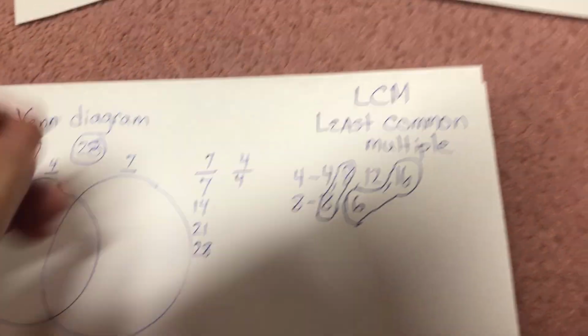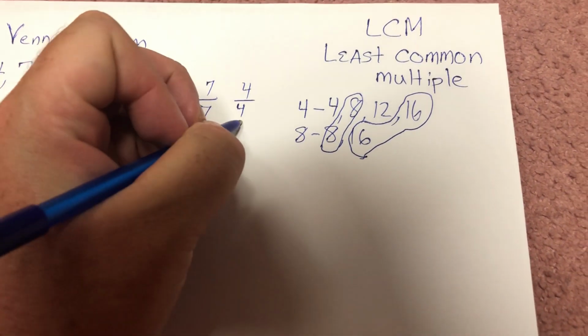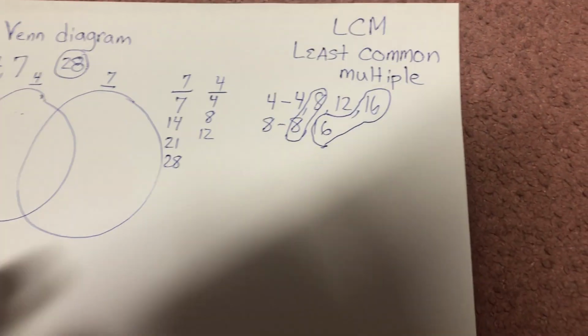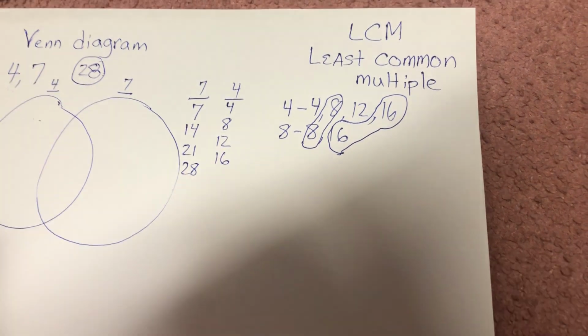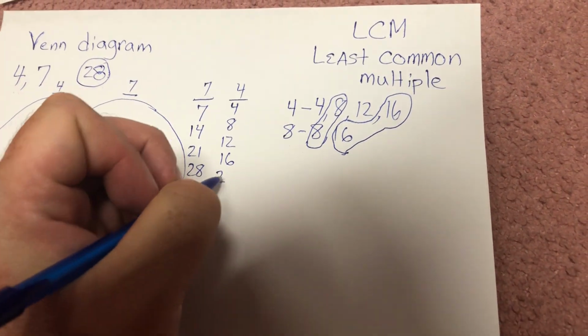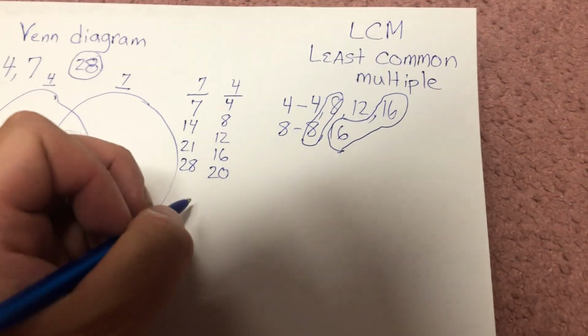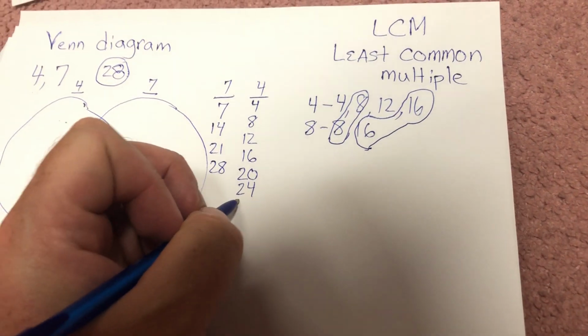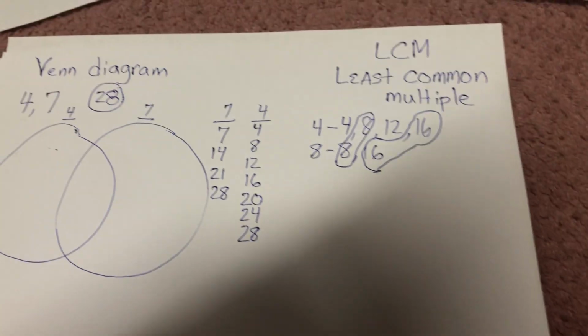4 times 1 is 4. 4 times 2 is 8. 4 times 3 is 12. 4 times 4 is 16. 4 times 5 is 20. 4 times 6 is 24. And 4 times 7 is 28.